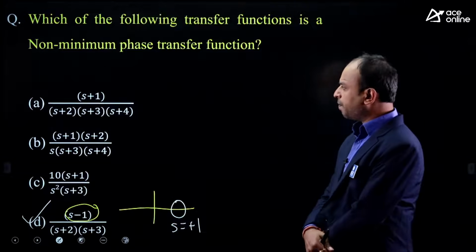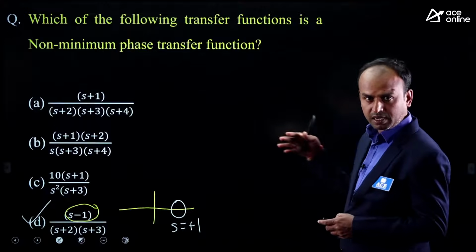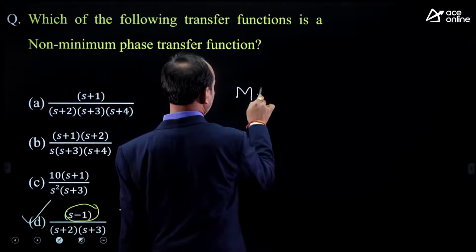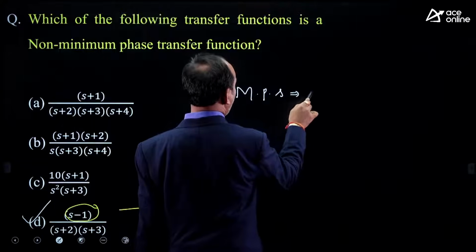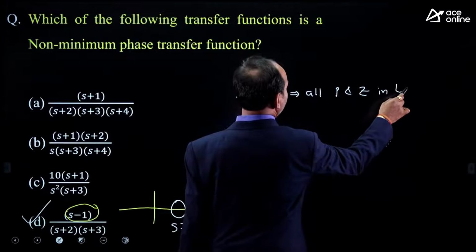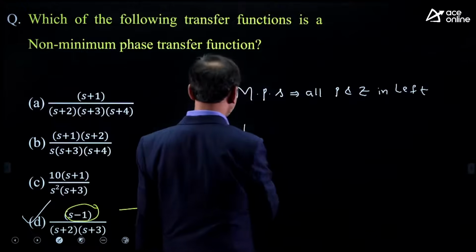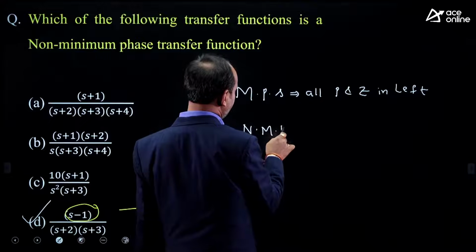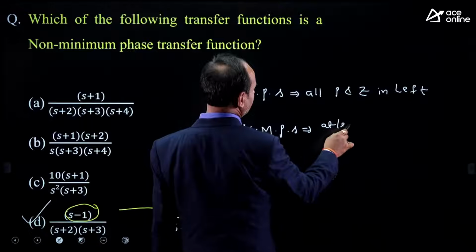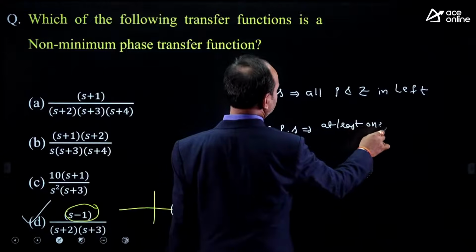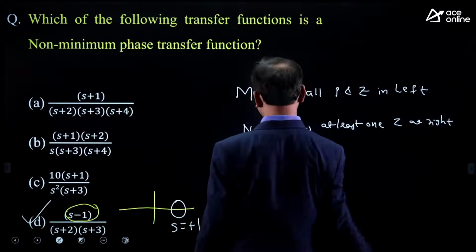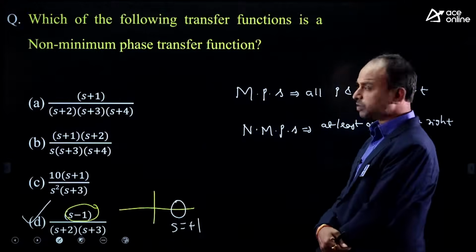Minimum phase system means all poles and zeros should be on the left side. Non-minimum phase system means at least one zero is on the right side. That is a non-minimum phase system. Okay, these are the questions you can expect from the Bode plot.